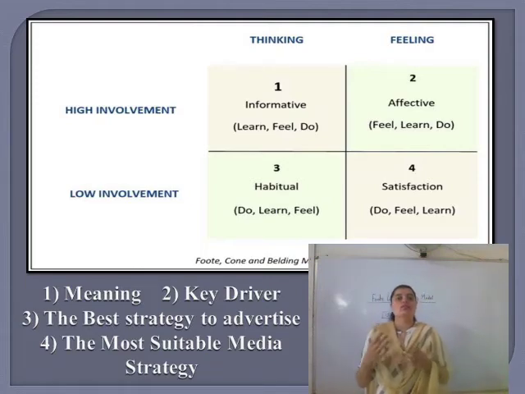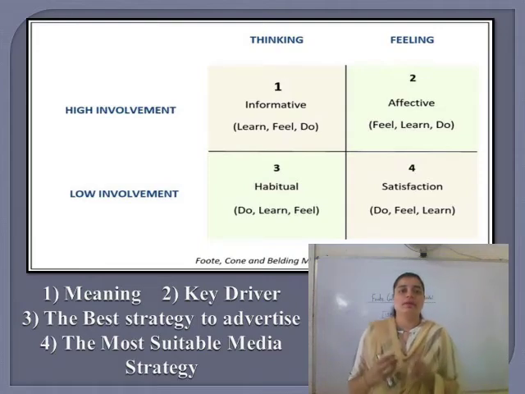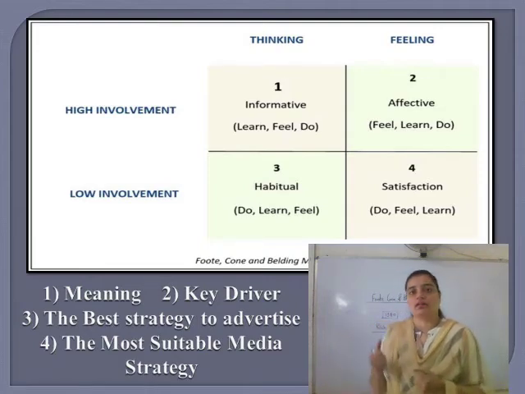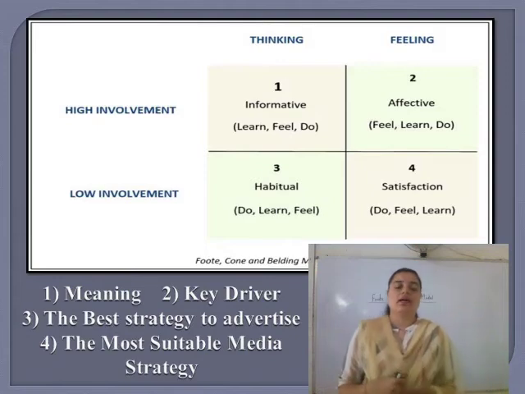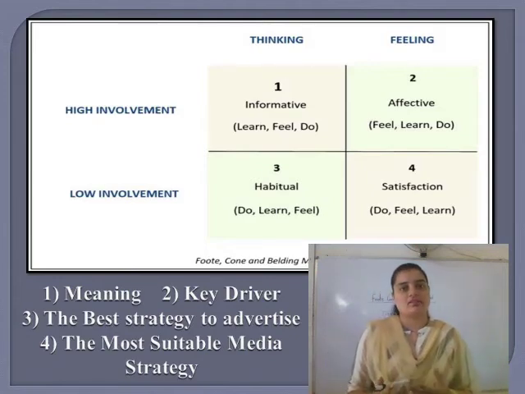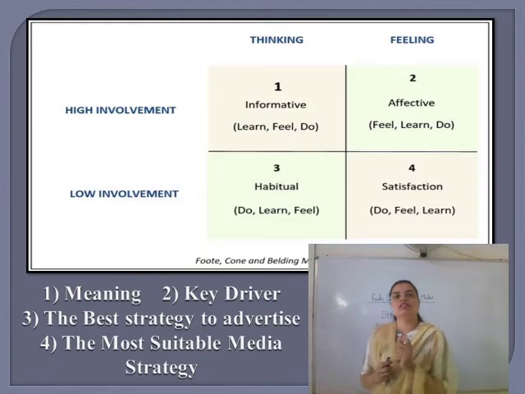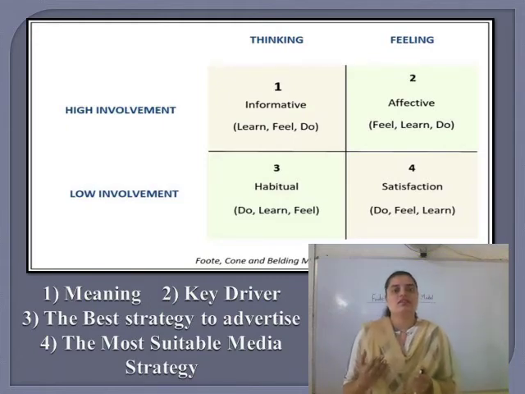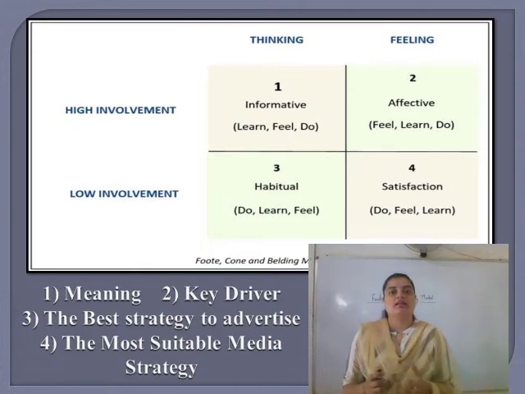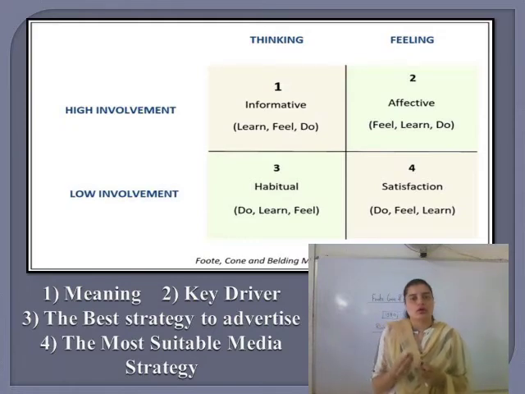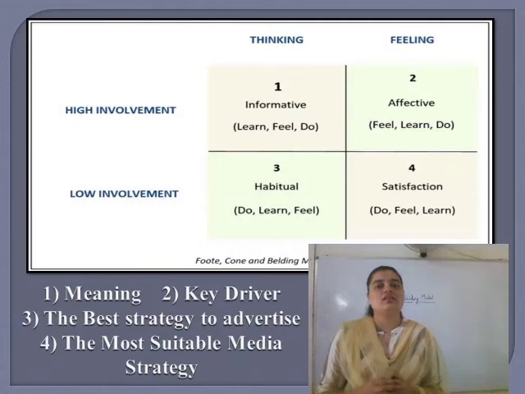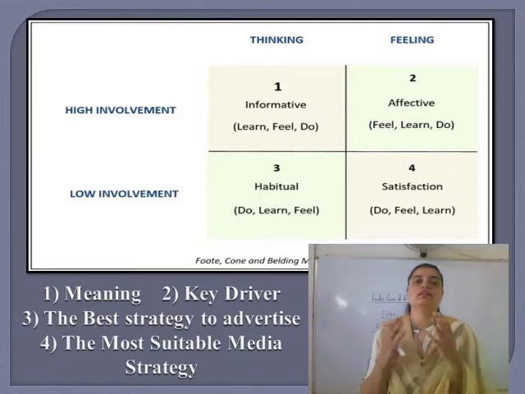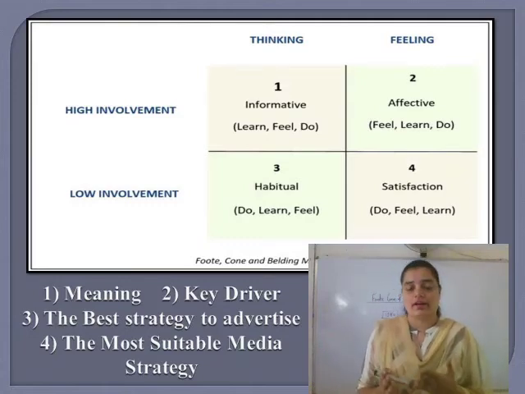The next point is the most suitable media strategy to impress your customer who belongs to quadrant number 3 will be reminder advertisement and repetition of the same. You can create some jingles which are very catchy, or you can create some slogans that are very catchy to use, that will remind you about the product. And this is the reason why the third quadrant is also termed as the habitual quadrant.